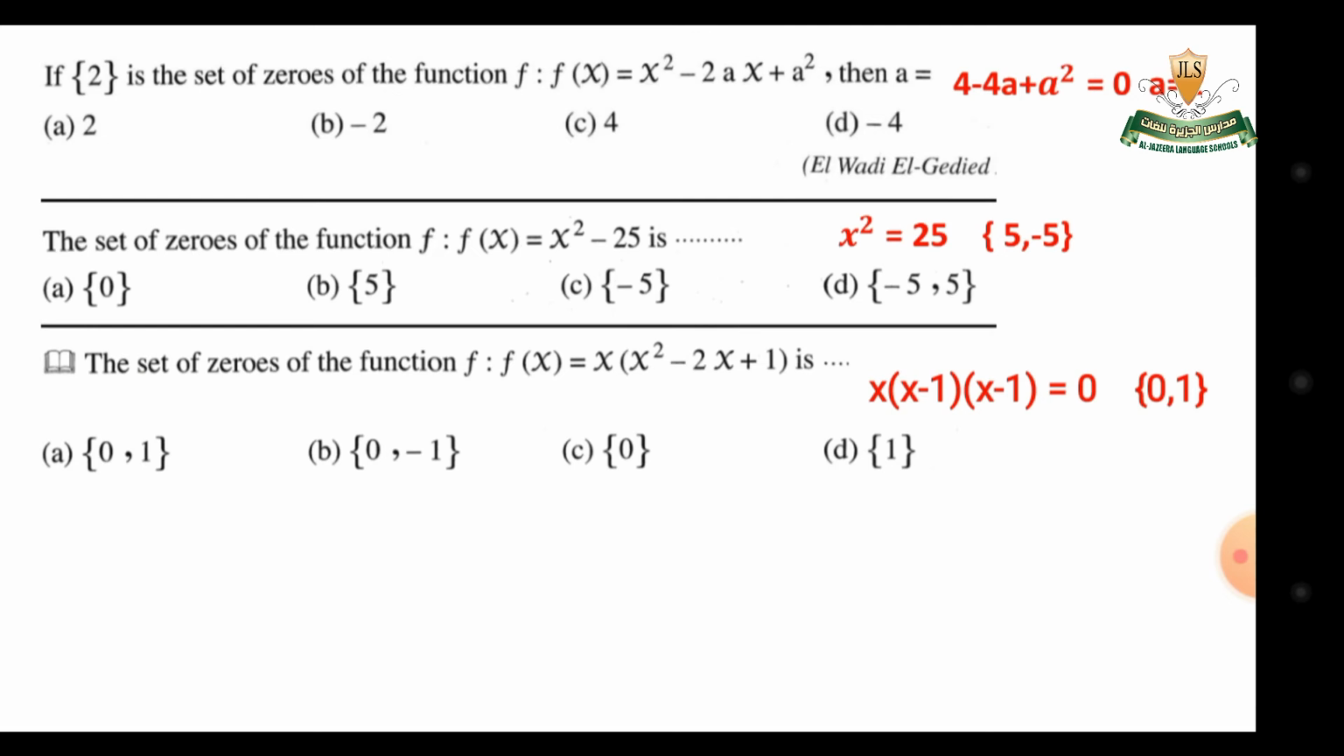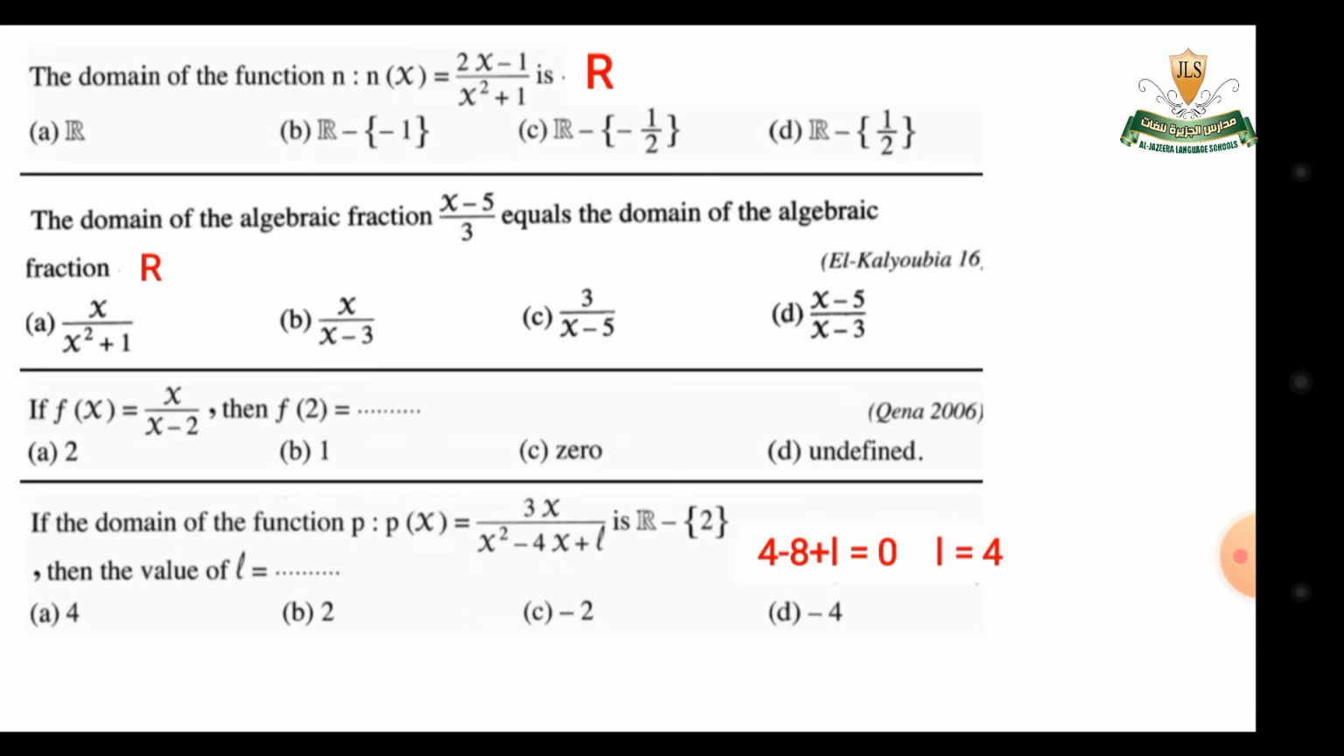The last example, the set of zeros of the function f(x) equals x(x power 2 minus 2x plus 1). We can factorize this expression: x(x minus 1)(x minus 1) equals 0. So the set of zeros is the set {0, 1}. The domain of the function n(x) equals (2x minus 1) over (x power 2 plus 1). We put x power 2 plus 1 equals 0. So we have no real values of x to make the denominator equal 0. So our domain is R.